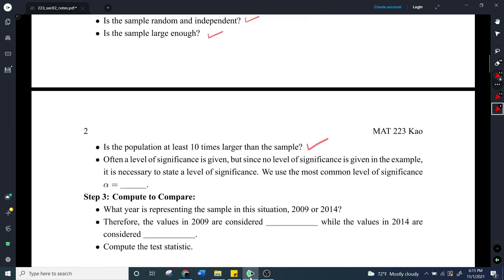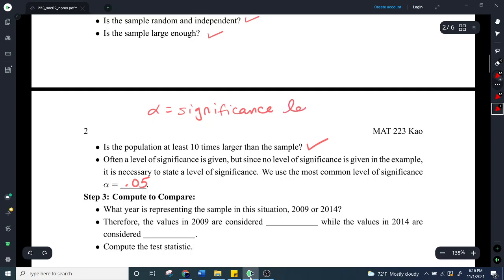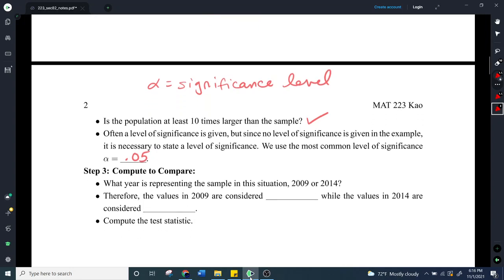Often a level of significance is given, but if they don't give you a level of significance, then just default to the most common one, which is 5%. And by the way, the symbol for the significance level is alpha. So alpha, remember, is always going to be your significance level. And the significance level is what we're going to use to check that p-value. Remember, we talked a little bit today in class about whether or not the p-value was small or not small. And the way we check that is by comparing it to the significance level. So just default to 5% for that if they don't give you one.